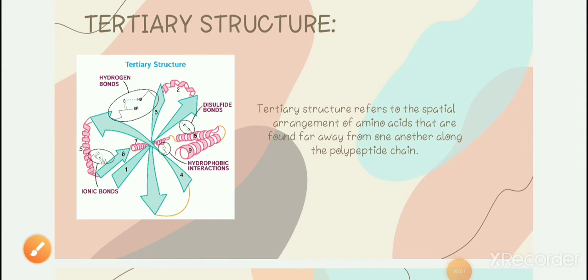So the tertiary structure of a polypeptide chain refers to the spatial arrangement of amino acids that are found far away from one another along the polypeptide chain. So the tertiary structure is simply the three-dimensional arrangement of the atoms, or the three-dimensional shape that the polypeptide chain will take within its local environment. And there are interactions that play a role in creating and forming that tertiary structure of the polypeptide chain.